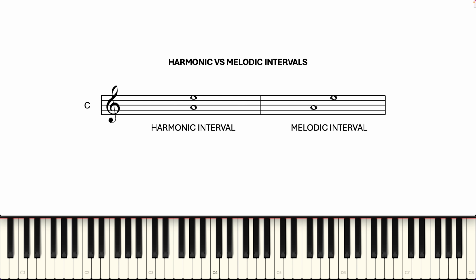Now, depending how we play the notes in an interval, we can call it a harmonic interval if they are played at the same time. Here we see an interval between A and E. Because we play them at the same time, it's called a harmonic interval. Now, if we play them in sequence, we call it a melodic interval. It can still have the same quality and number, but instead of calling it harmonic, we call it melodic. Both of those are intervals.